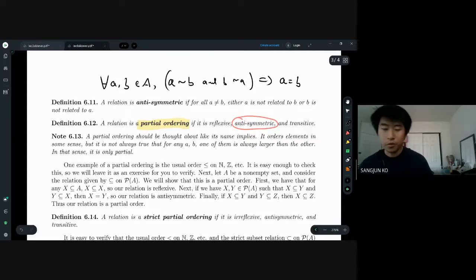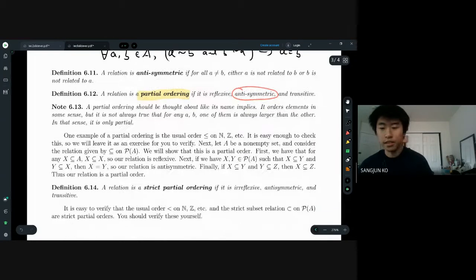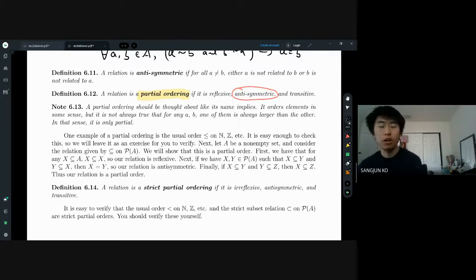So let's look at an example. An example of a partial ordering is the usual order on N or Z or Q or R. While I said that it's easy enough to check this, we have some time left over, so let's actually check that this is true. Let's restrict ourselves to Z, because I don't want to think about R or anything too complicated.